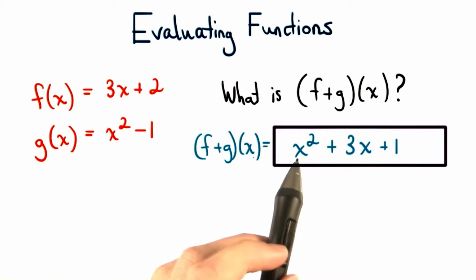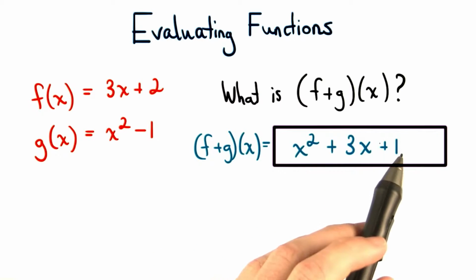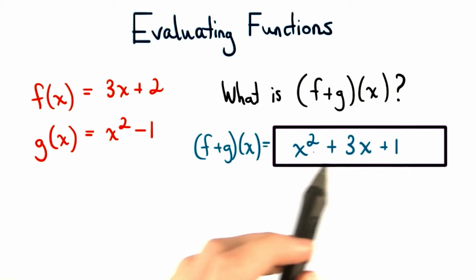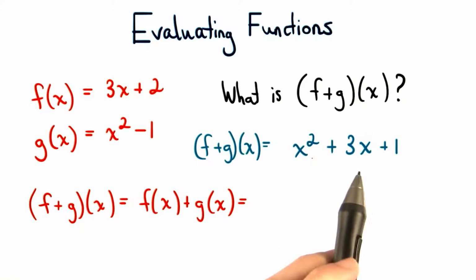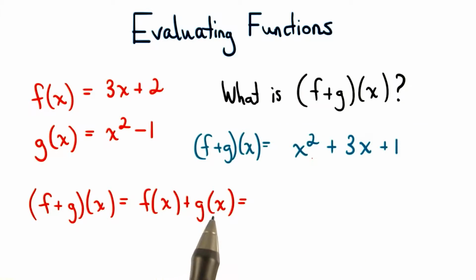f plus g of x equals x squared plus 3x plus 1. Great thinking if you found this function. To find this function, we simply want to add the two functions together.